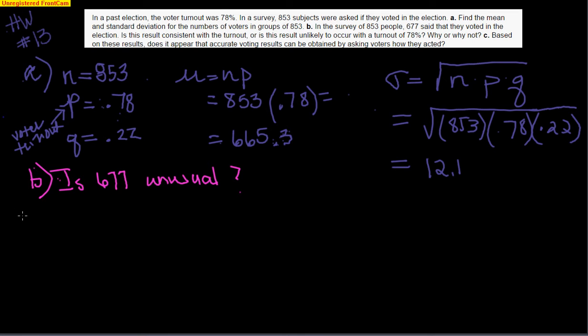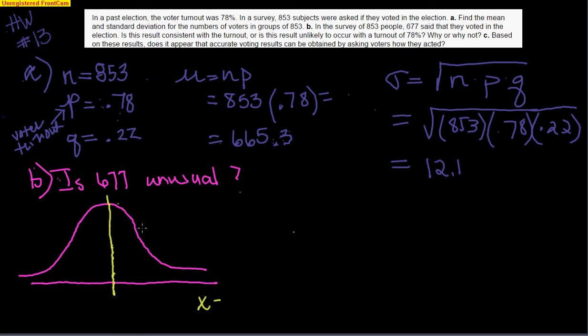So the way we determine usual or unusual is we've got to find those standard deviations. I think the best way to do that is to always just draw a normal distribution. It's just a good habit to get into. And we're going to go ahead and draw that mean and standard deviation right in. I like to use a couple different colors. In this case, X is equal to the number of people who turn out in a group of 853, and we can expect a mean of 665.3 with a standard deviation of 12.1.